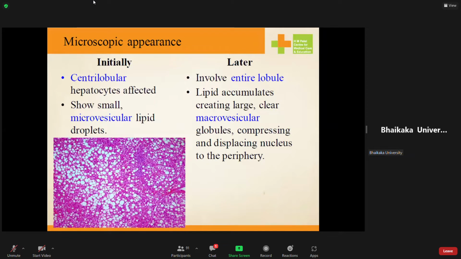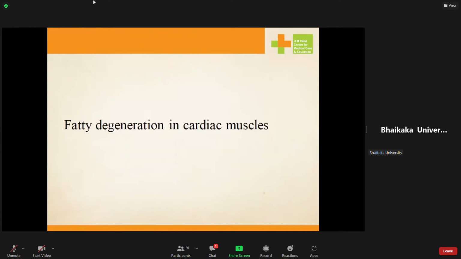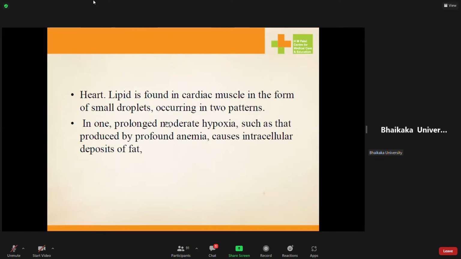Now fatty degeneration seen in the cardiac muscle. Lipid is found in the cardiac muscle. A small amount of lipid droplets is seen in the cardiac muscles. But fatty changes develop when hypoxia develops in the heart muscle. If prolonged moderate hypoxia occurs in the heart muscle, due to severe anemia, it is called intracellular deposits of fat.